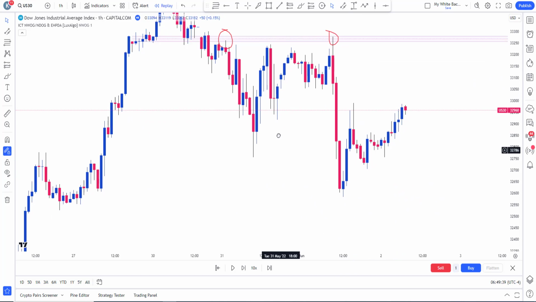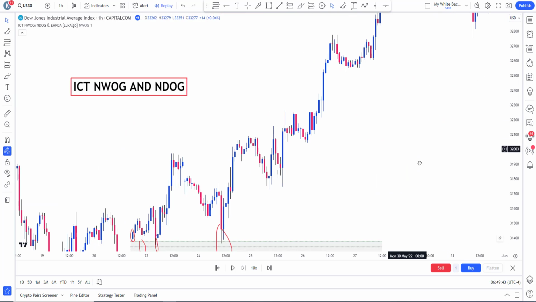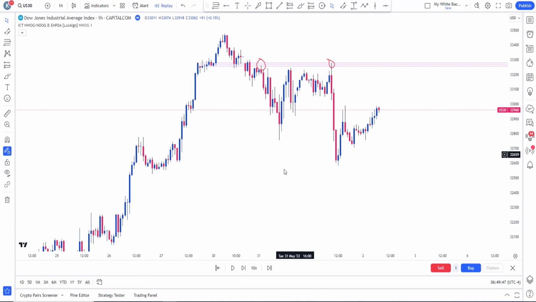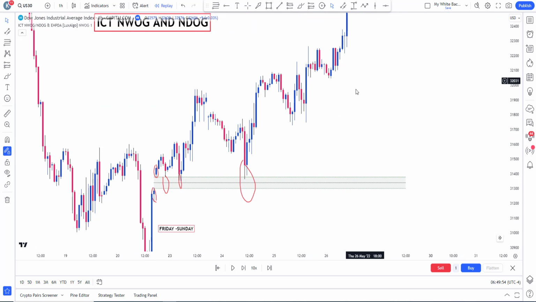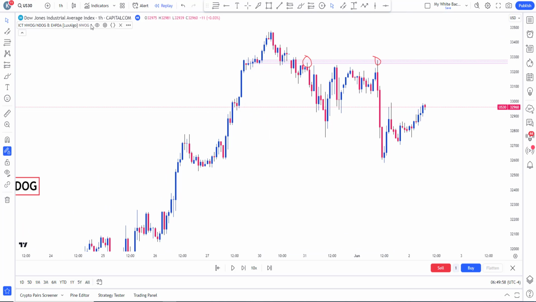You're going to see it time and again. So this is an NWOG. If you're taking a trade, you should take notice of these areas. If you see any of them on your chart, you should know that those areas are very important. You can see a bullish NWOG and this is a bearish NWOG. So let's see if we can see an NDOG, new day opening gap.